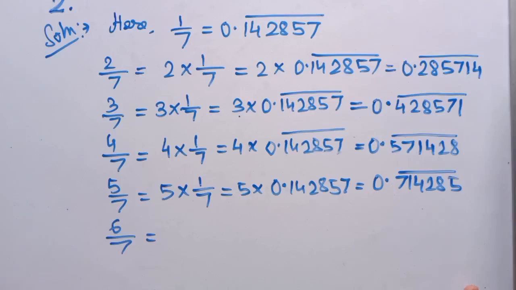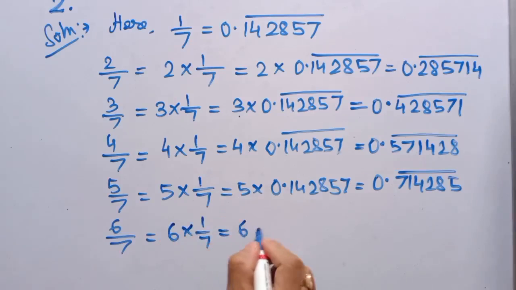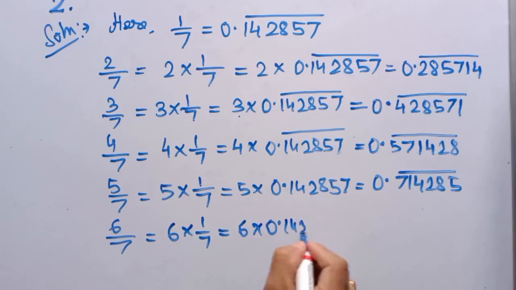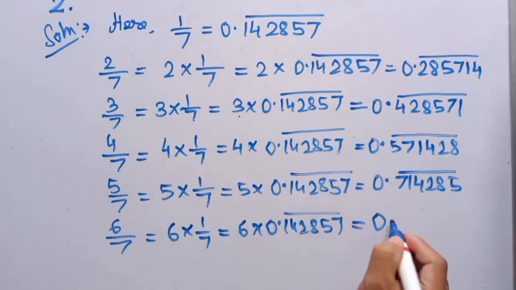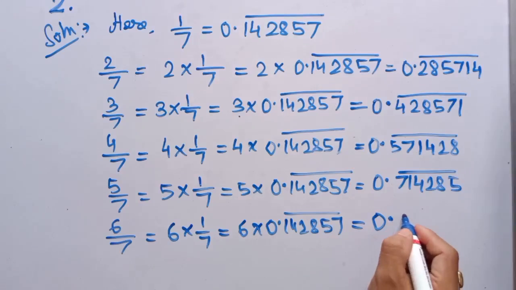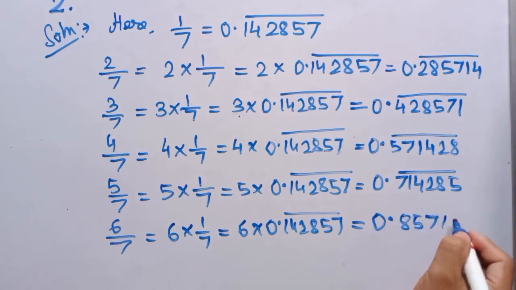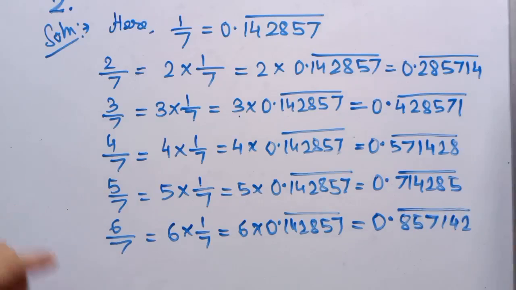And the last one is 6 by 7. So 6 by 7 can be written as 6 into 1 by 7 equal to 6 into 0.142857 bar, which is equal to 0.857142. So here we have found out the value of 2 by 7, 3 by 7, 4 by 7, 5 by 7, and 6 by 7 without doing actual long division, by using the information provided as 1 by 7 equal to 0.142857.